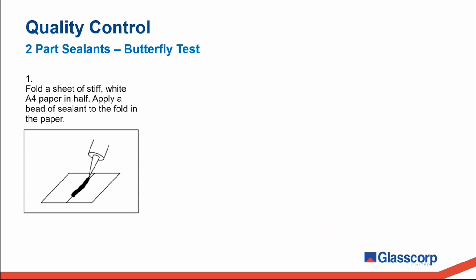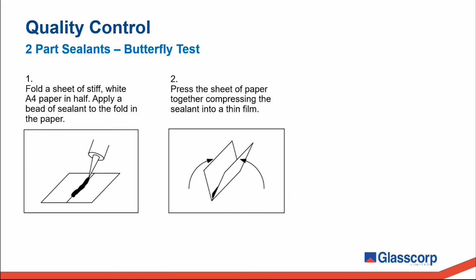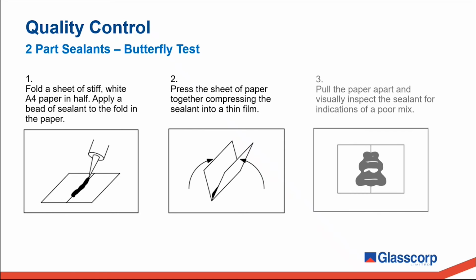The butterfly test is a test that is done on two-part sealants. The purpose of a butterfly test is to determine if adequate mixing of the sealant, base, and catalyst is being achieved. Just running through the steps. A piece of paper is folded in half before a bead of sealant is applied down the center fold. The sheet of paper is then pressed back together, compressing the sealant into a thin film. The paper is then pulled apart and the sealant is inspected for any signs of poor mixing. Properly mixed sealant should be uniform in color with no marbling or streaking.